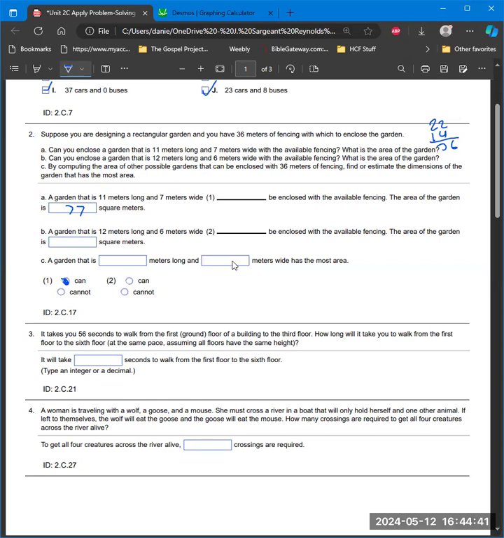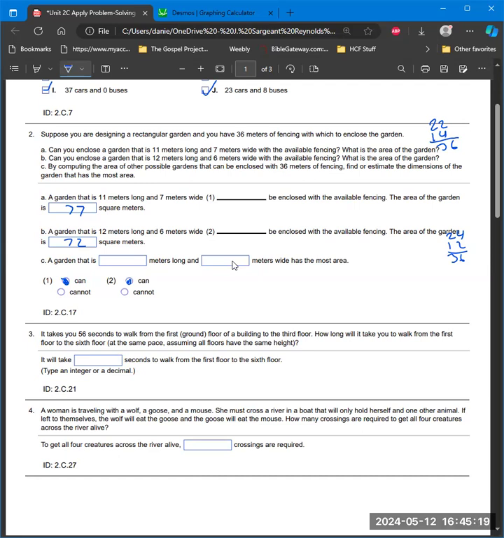If it's 12 by 6, that's 24, and 12 is also 36. So we can do that. And 12 times 6 is 72. And by computing the area of other possible gardens that can be enclosed with 36-meter fencing, find an estimate for the dimensions of the garden that has the most area.